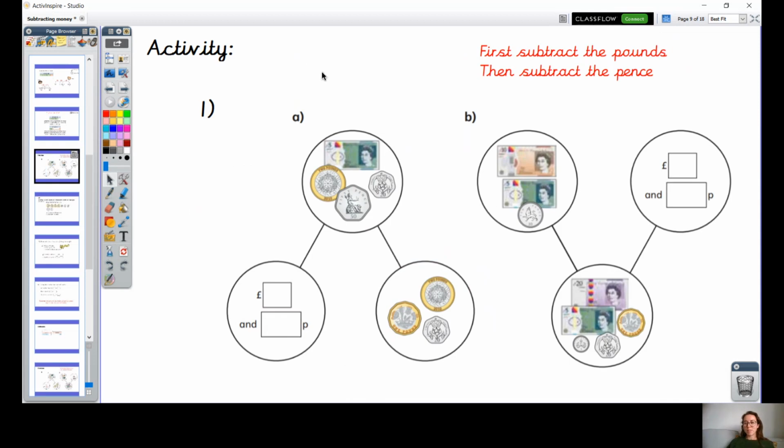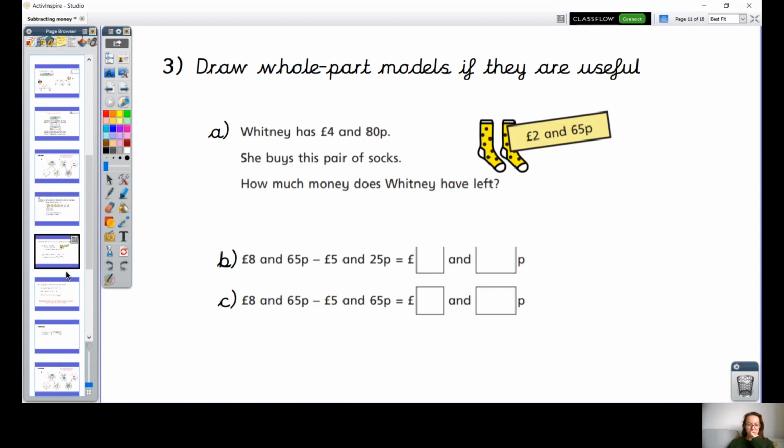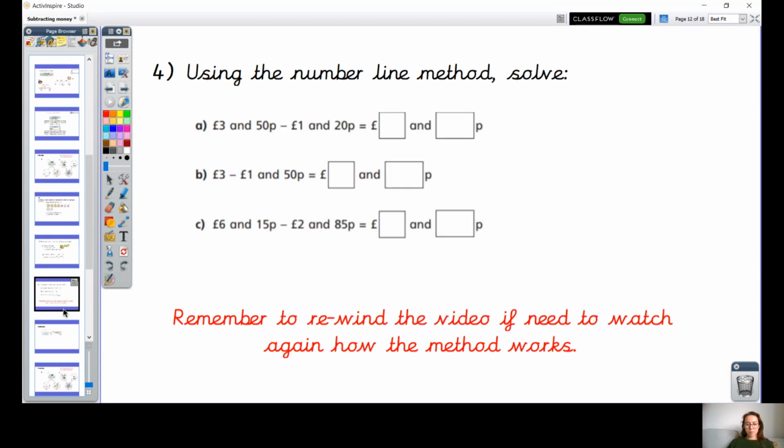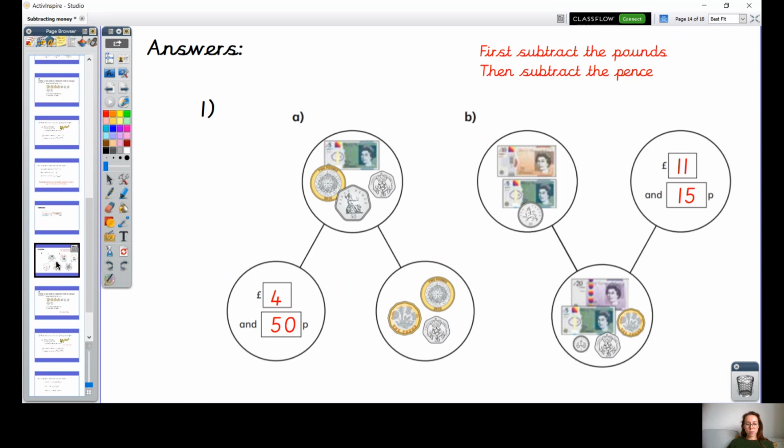Good luck. You've got the stem sentences on the screen to help you here. Off you go. Well done. And now for the answers, get your ticks ready, hopefully.